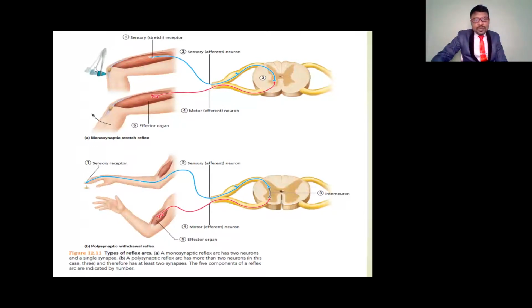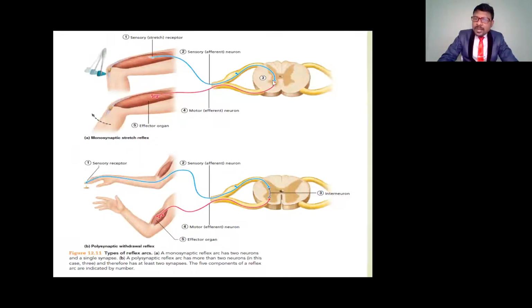So if we give a tap over the patellar tendon, the response goes to the spinal cord. The spinal cord will give the response, and that response is extension of the leg. So if you tap over the tendon, the response will come as an extension of the leg, because of the contraction of the quadriceps.